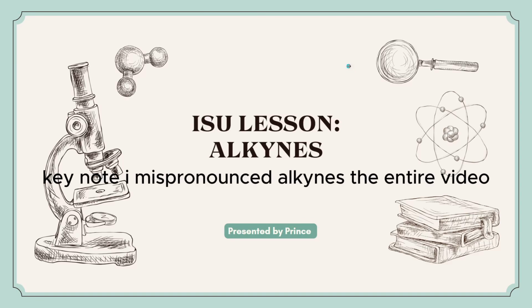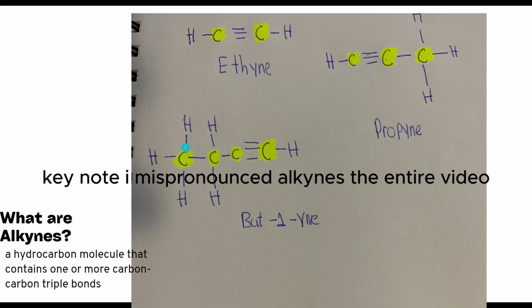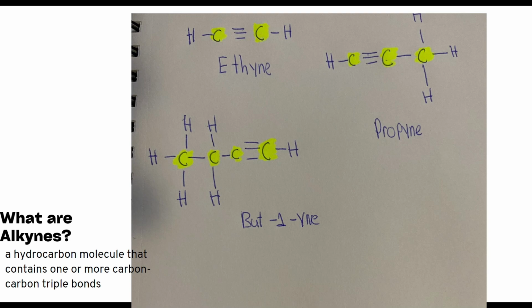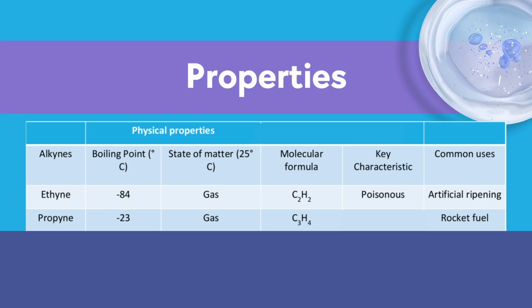This class will be talking about alkenes. I don't really know how to pronounce it, but yeah. What are alkenes? Alkenes are hydrocarbon molecules that contain one or more carbon triple bond. Alkane are among the main functional group of organic compound that contain at least one carbon triple bond.